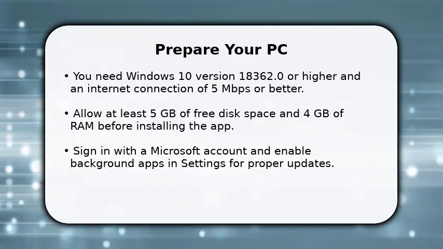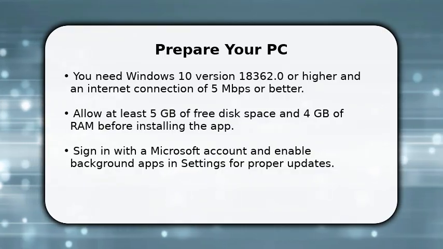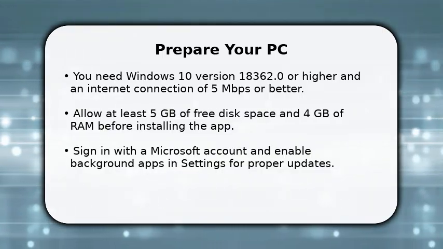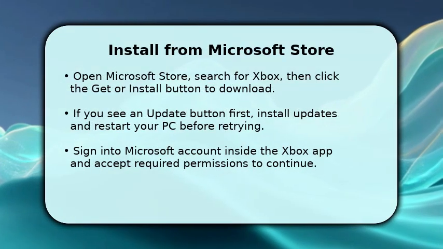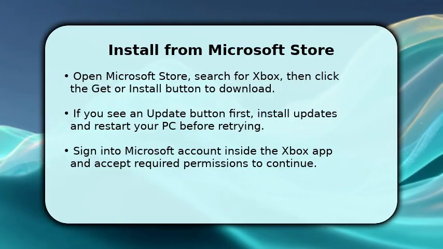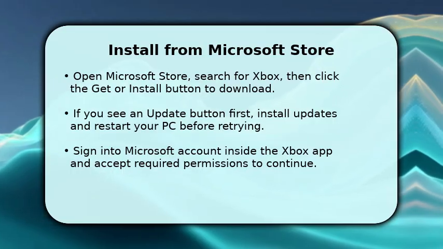Sign in to a Microsoft account before you begin the installation process. Finally, enable background apps in settings so the Xbox app can update and run correctly. Open Microsoft Store on your PC and use the search box to find Xbox. Select the official Xbox app from Microsoft Corporation and click the Get or Install button.